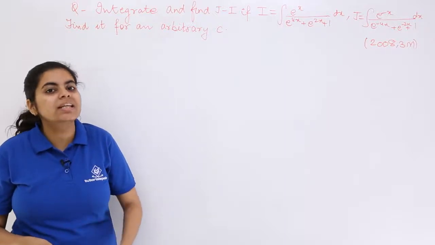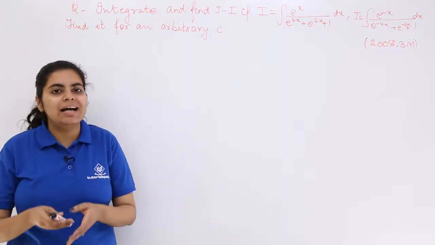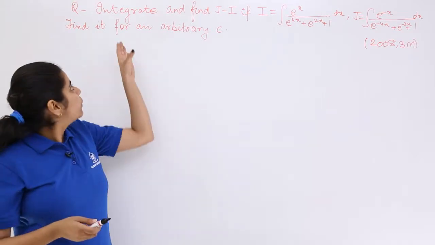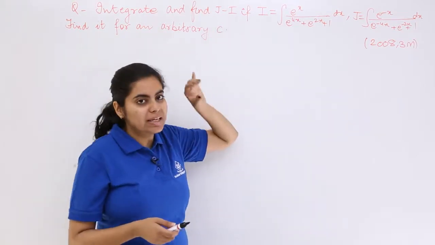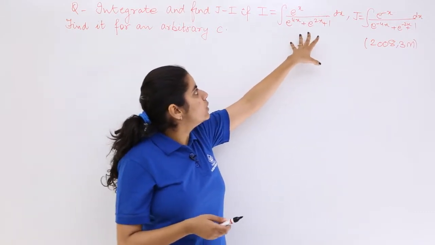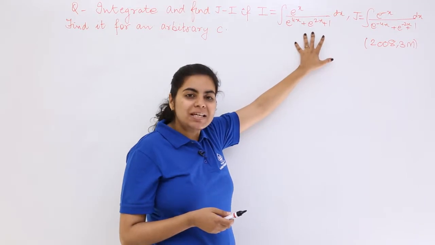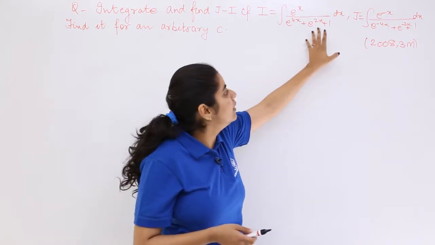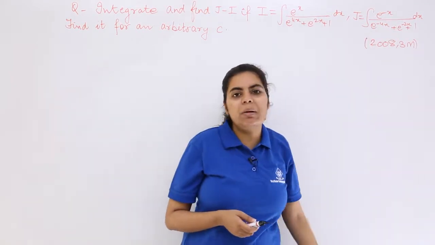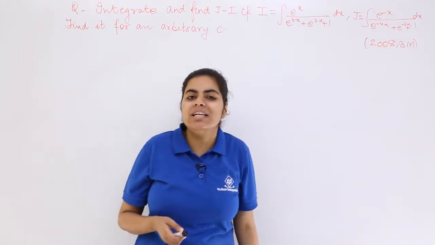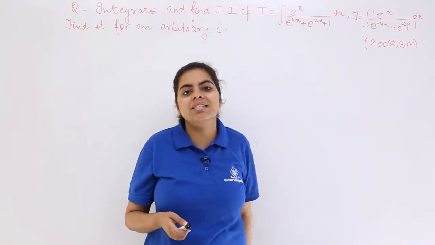Let's see this question. The question was asked in the IIT examination. Year was 2008. It was asked for 3 marks. The question is integrate and find J minus I, if I is equal to integral of e raised to the power x dx upon e raised to the power 4x plus e raised to the power 2x plus 1, and J is equal to integral of e raised to the power minus x dx upon e raised to the power minus 4x plus e raised to the power minus 2x plus 1.